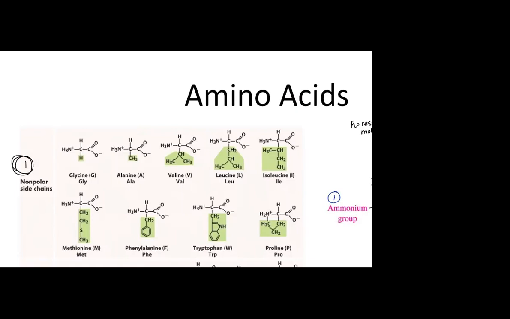There's not a thiol. I will talk about methionine in a moment. So we see a lot of carbons and hydrogens. What do we call those? Organic functional groups that have carbon and hydrogens. What are those called? Excellent, hydrocarbons.